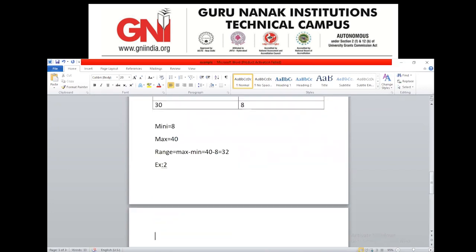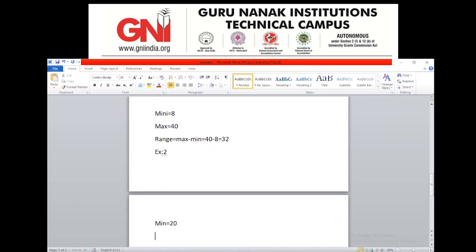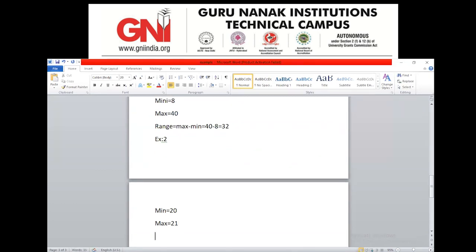So what is that here? The range of values, like the minimum is 20, the max is 21. So what is the range here? Only one. The range value is very less here, so we can't take this kind of data for the analysis. When the range is more, you take that data for analysis in machine learning or data science. Now, understood what is the range of data?